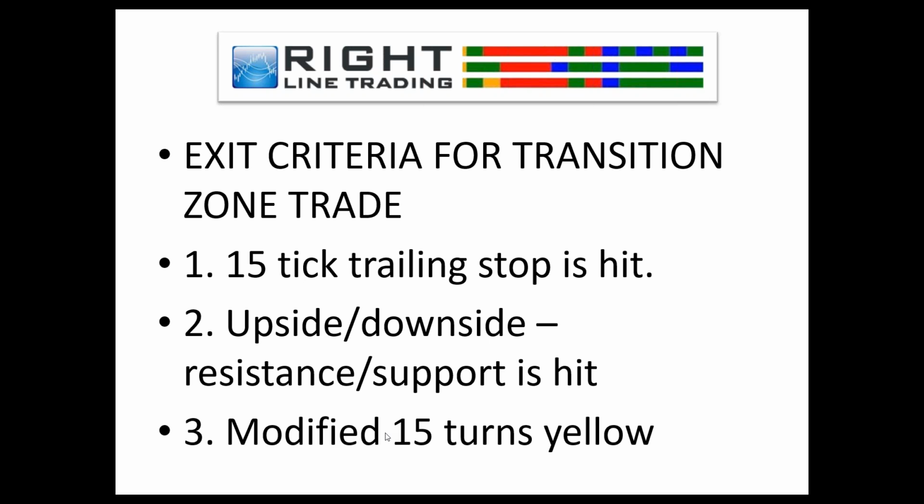And then we have an indicator, which is our 15-period proprietary moving average. If that turns yellow, the system closes the trade. It tells the system that the trend on our trading chart is over. And that creates the most conservative exit we can get. If you don't hit upside or downside support or resistance, and if the modified 15 doesn't turn yellow, then you're going to have to take that 15-tick trailing stop on the exit. But it's only this huge breathing room.